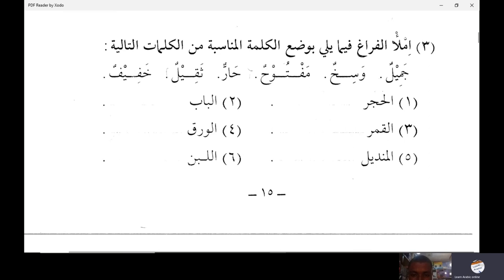Okay. Al-qamaru ba'idun. Al-minzilu nazifun. Imla, fill in the blanks by putting an appropriate word: jamilun, wasiqun, khafifun, harun, saqilun, khafifun.